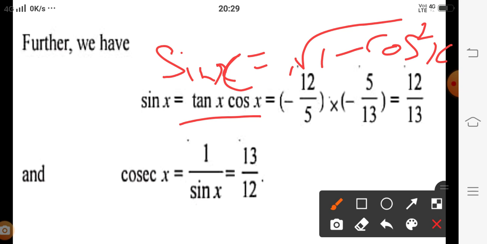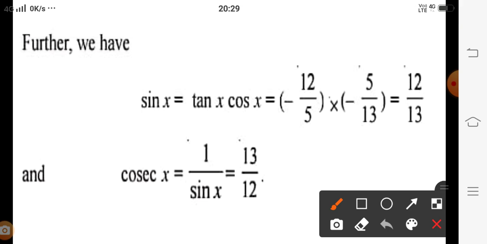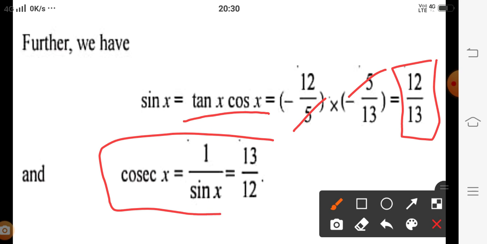And cosec x we have as 1 upon sin x, the reciprocal of sin. Cosec x we get here. Before this, sin x we have as tan x into cos x. Then these cancel out. Minus into minus is plus. We get 12 upon 13. Yes, this value is positive because the angle lies in the second quadrant. And if we have the value of sin x, then we can find the value of cosec x by taking the reciprocal of this, and we get 13 upon 12.